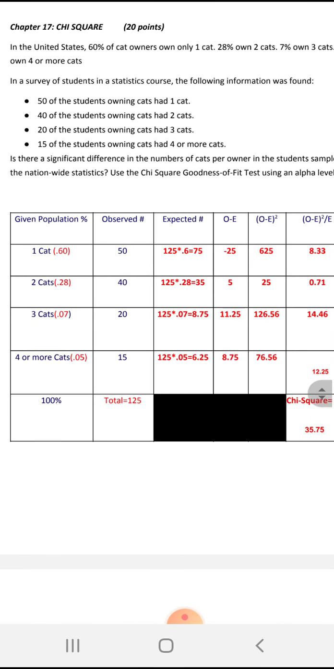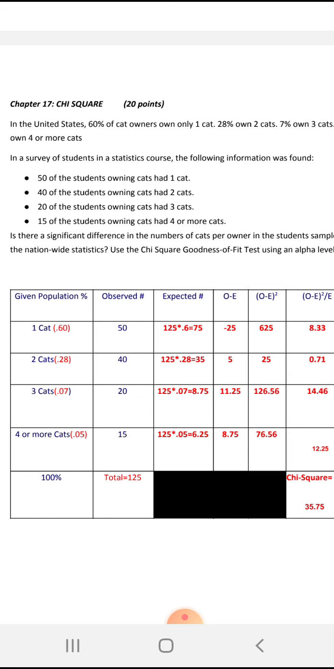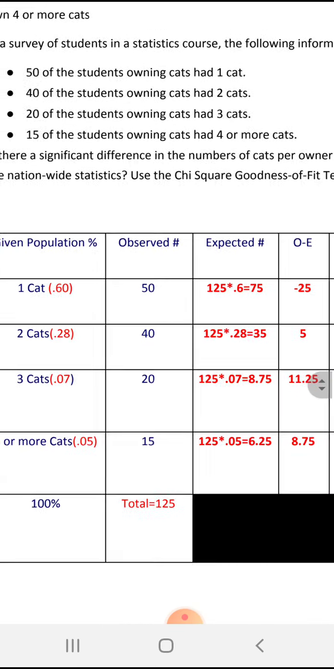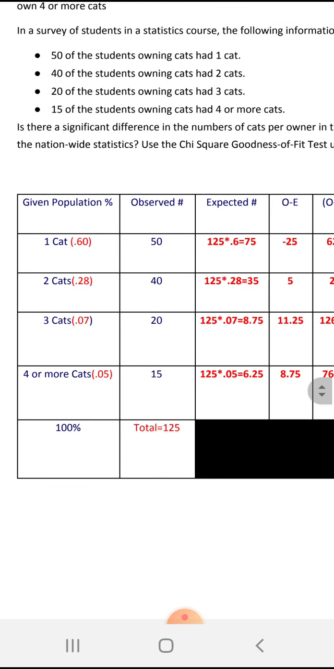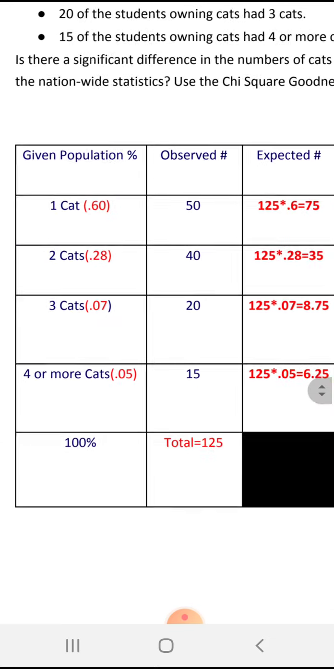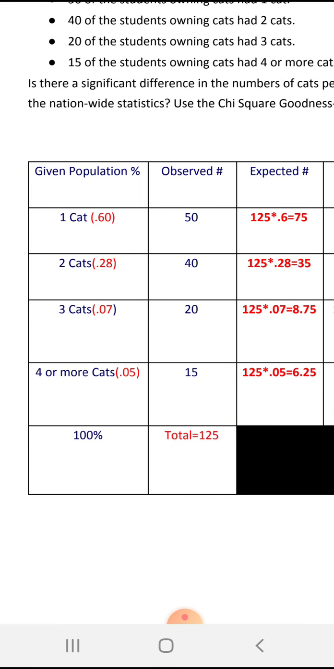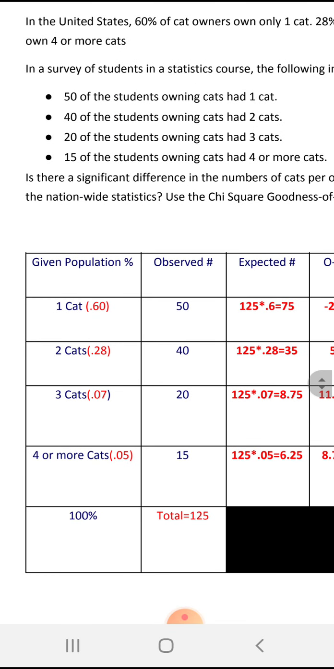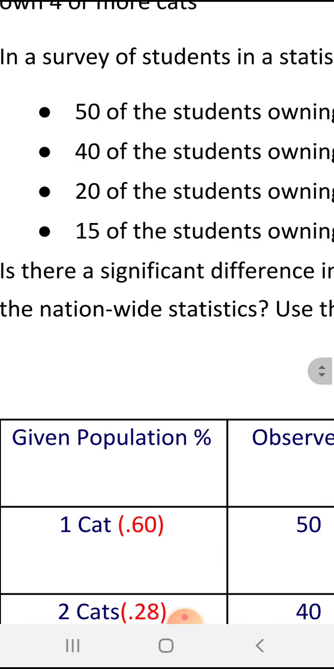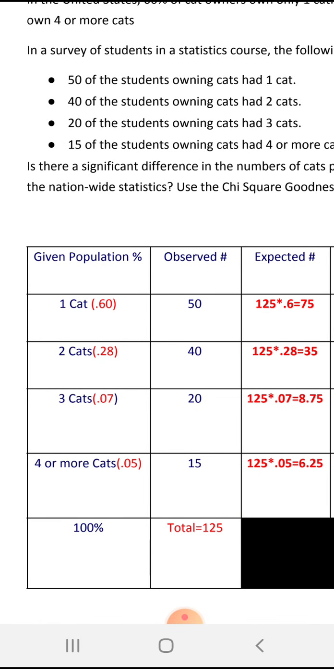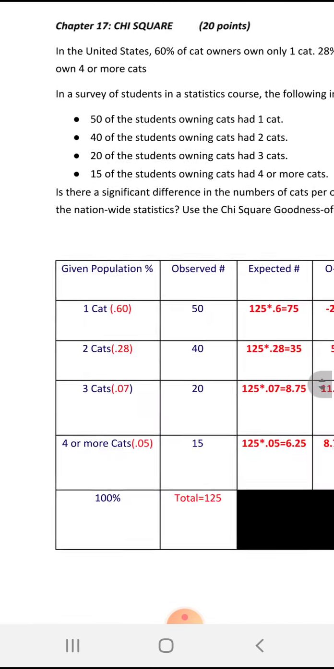So the given population for one cat, the population percentage is 60%, so I made that a decimal, 0.60. 2 cats is 28%, 0.28. 3 cats is 7%, 0.07. 4 or more cats is 5%, 0.05. Then we take our observed numbers, which are given right here. This is the observation of the sample, and we plot them down. So 50, 40, 20, 15, with a total of 125.